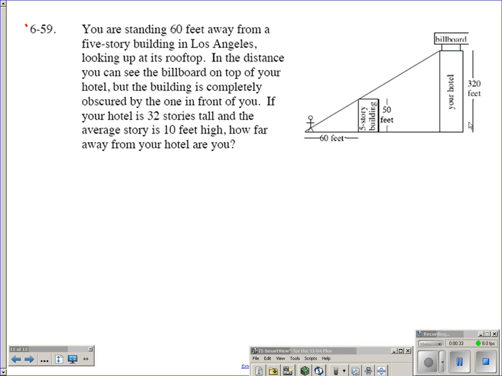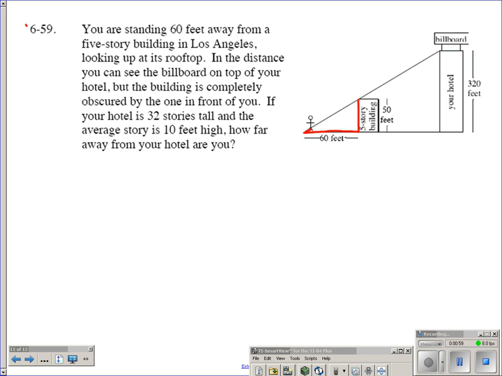So we've got a nice little diagram already set up, provided by the book here. This is you, you're standing here, looking great. And it says that you are 60 feet away from this 5-story building. So let's just look at that. We're 60 feet away right here. And this 5-story building here, they say, is about 50 feet tall because it's about 10 feet per story.